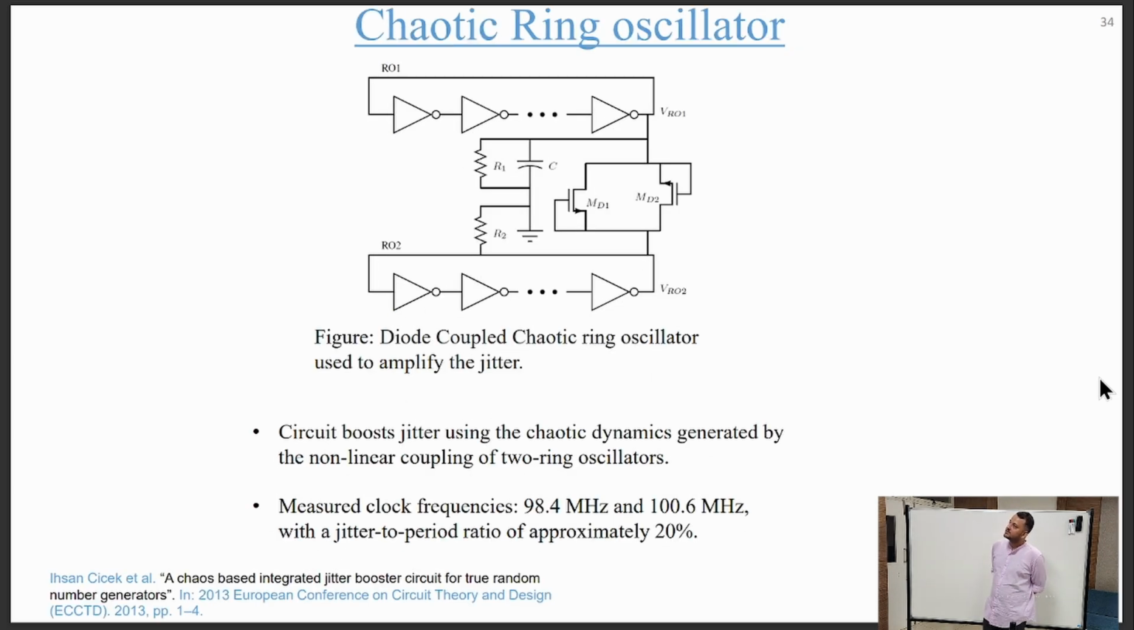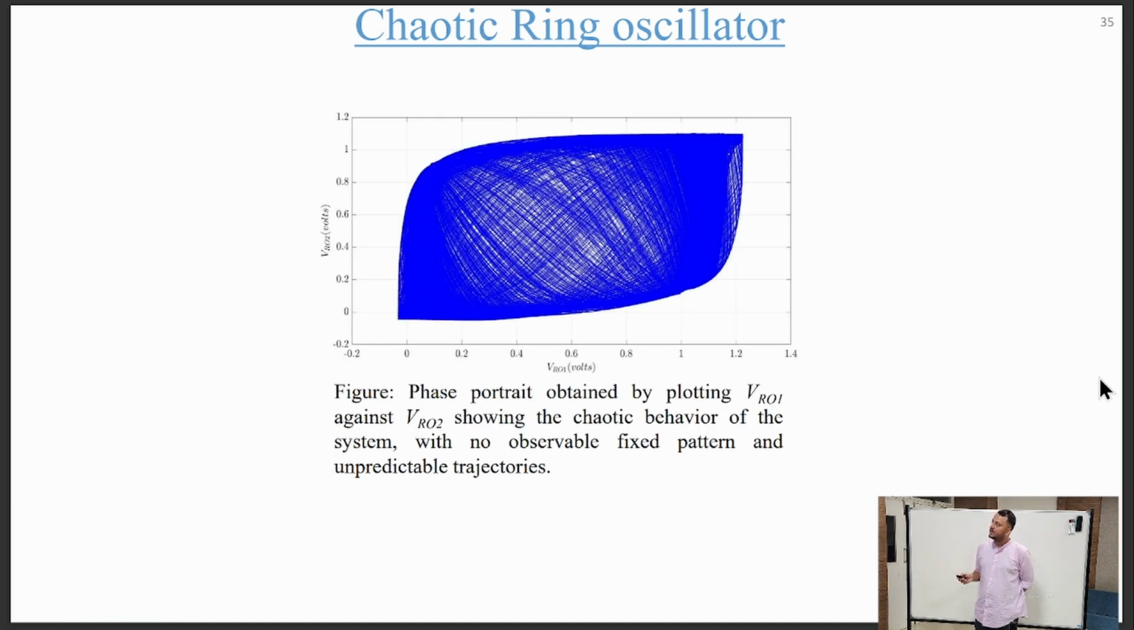And for clock generation, we use a chaotic ring oscillator. We directly took it from one of our references, and through that we were able to generate a jitter to period ratio of approximately 20%. And this is the phase plot, just to show that it is going into the chaotic regime. It has unpredictable trajectories, so that shows it has become a chaotic system.